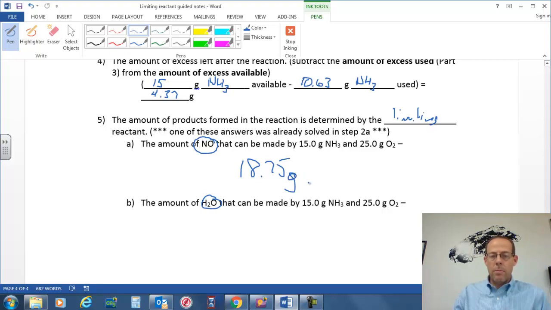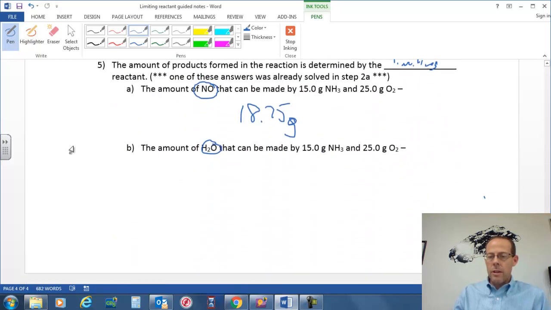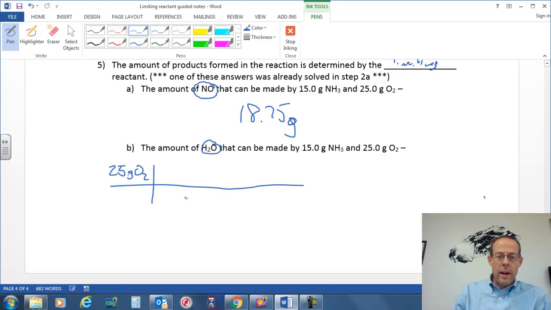You'd do a stoichiometry problem to solve the first. Okay? So again, it's our limiting reactant. So we need to go back to the top and see which one was our limiting reactant again and how much we started with. So 15 grams of ammonia and 25 grams of oxygen. So I'm going to start with 25 grams of oxygen. How many grams of water can I make? So grams of oxygen on the bottom, we have moles of oxygen on top. So that's 1 and 32 grams.